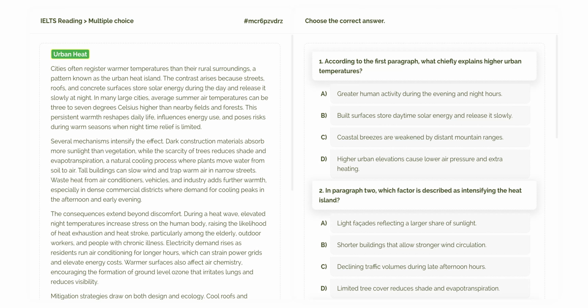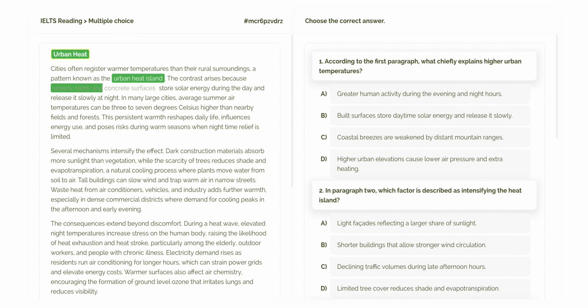Paragraph 1. This is our introduction. It defines the main concept, explaining what the urban heat island is and its primary cause. Key anchors here are streets, roofs, and concrete surfaces, store solar energy, and the temperature difference of 3 to 7 degrees Celsius, showing a clear cause and effect relationship.